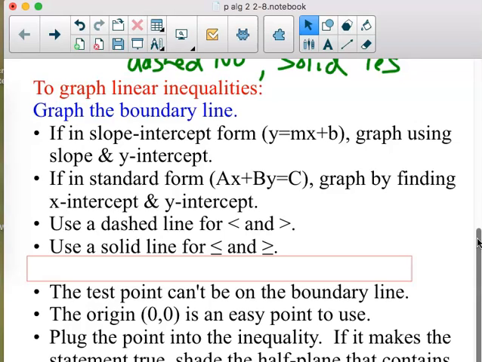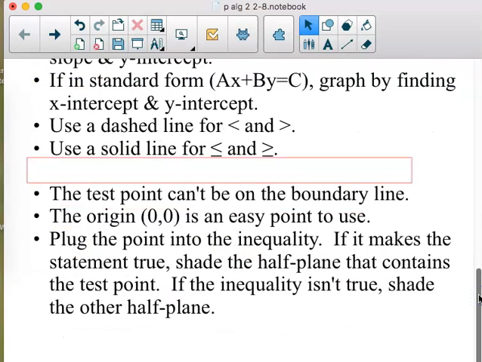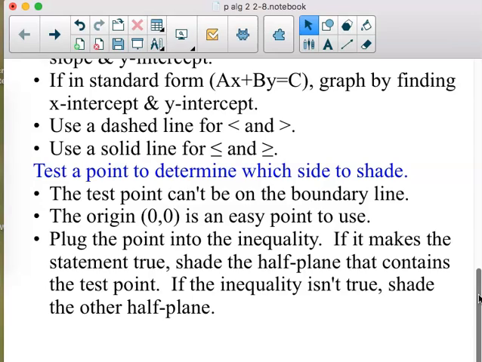So, there's more stuff down here. Well, yeah, we haven't shaded yet. You know, this is huge, getting the boundary line on there. Big deal, huge. But we have to figure out which side we should shade on. And the safest way, also probably the easiest way, is to test a point to determine which side to shade. So we put a point into our inequality, and we want to know, does it work or not?